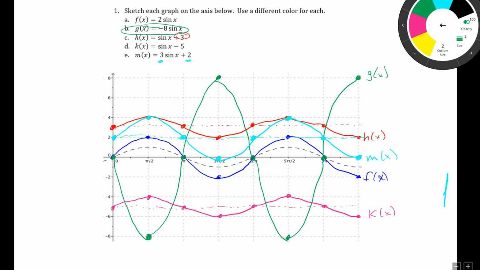So if you take the range for g of x, if you look at the green graph, the lowest value on the green graph is at -8. The highest value is at +8. So the range for g of x is going to start at -8 inclusive, so it's going to be a bracket, not a parenthesis. And it's going to go up to +8, again a bracket, not a parenthesis, because 8 is actually on the graph. Hopefully this helps.